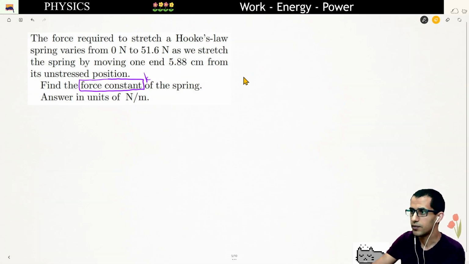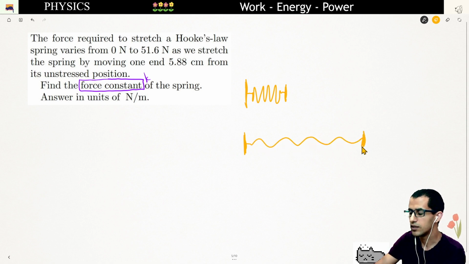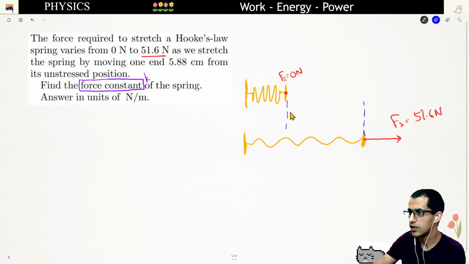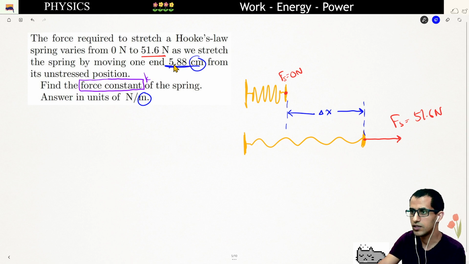So let's see what's happening here. We have a spring. Let's look at it horizontally this time. Say this is the unstretched rest length of the spring, and then a force is applied to it, causing it to stretch, let's say to here. The force acting on the spring here would be 0 newtons, that is its rest length. The force acting on the spring here is 51.6 newtons, which means, of course, the spring is pulling back with that same force. The change in length of the spring is our delta x value, and that is 5.88 centimeters, but they want us to provide the answer in meters, so I'm going to have to convert this from centimeters to meters.